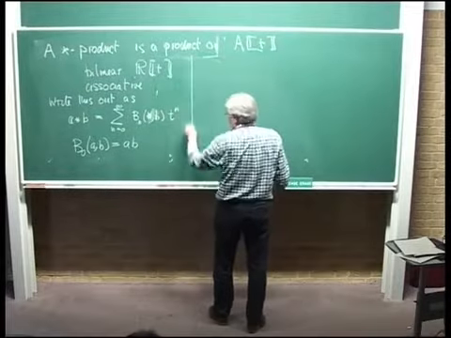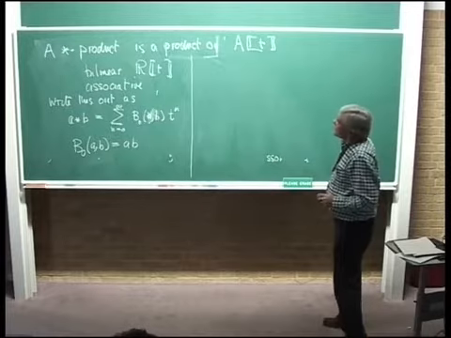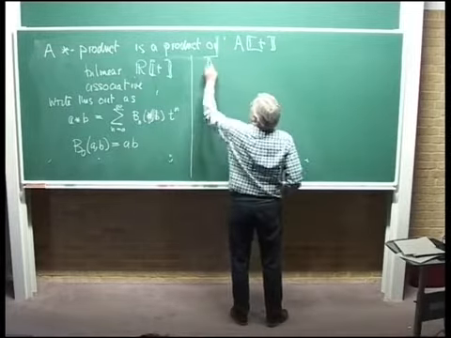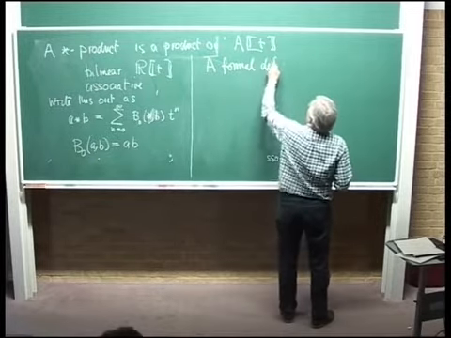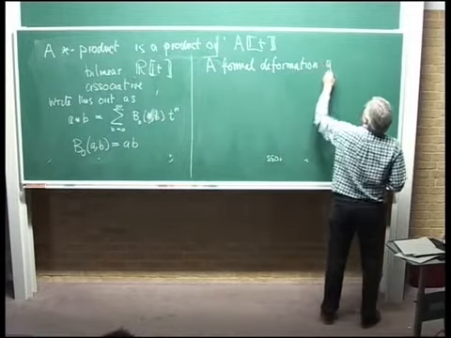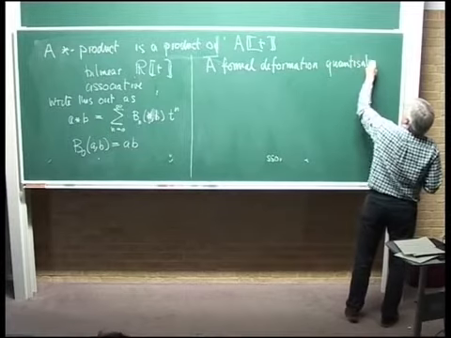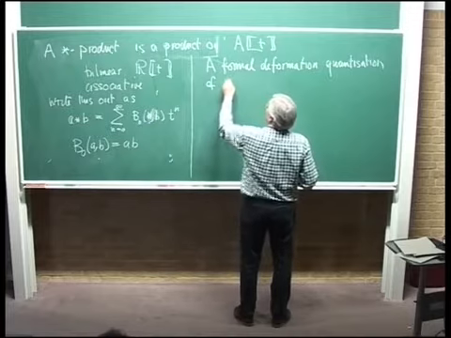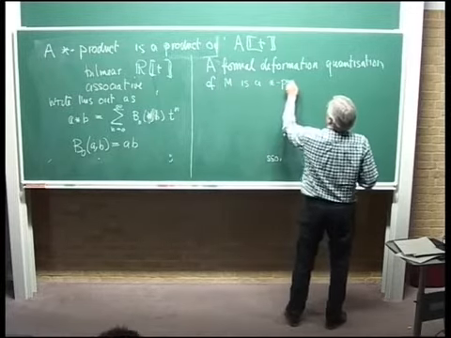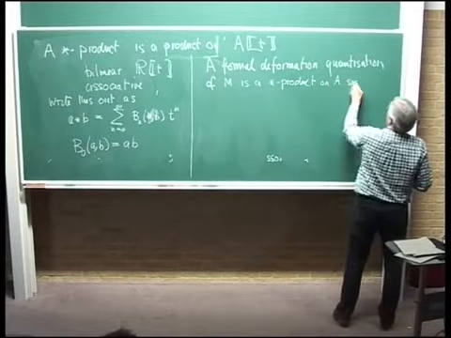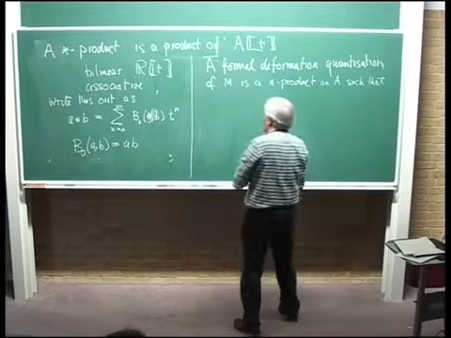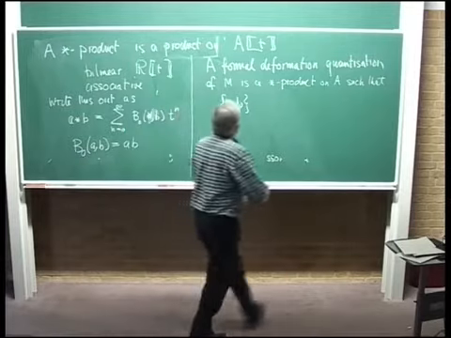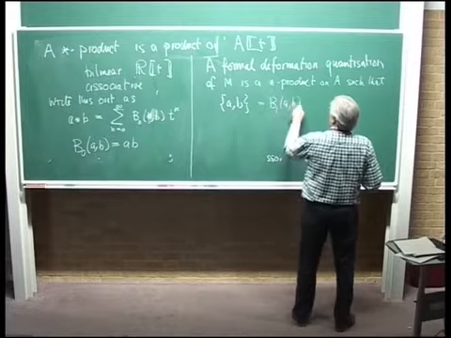Now, associated to the star product, a formal deformation quantization of M, of the Poisson manifold M, is a star product on A such that the Poisson bracket of A and B is just B1 of AB minus B1 of BA.